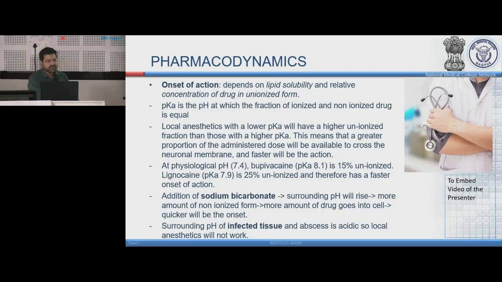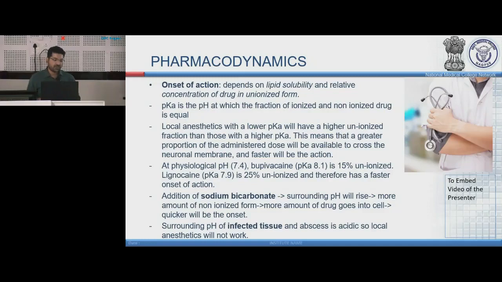At physiological pH 7.4, bupivacaine, which has a pKa value of 8.1, is only 15% unionized, compared to lignocaine, whose pKa value is 7.9, which is closer to physiological pH, and which is 25% unionized. More unionized form will be available for crossing the membrane, and therefore lignocaine is faster than bupivacaine.